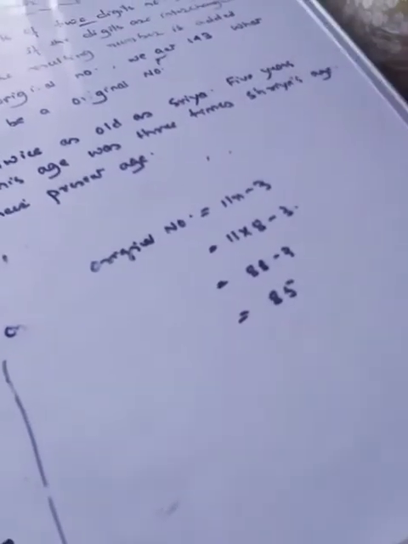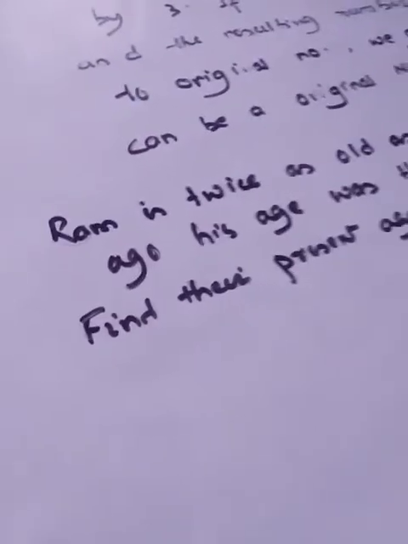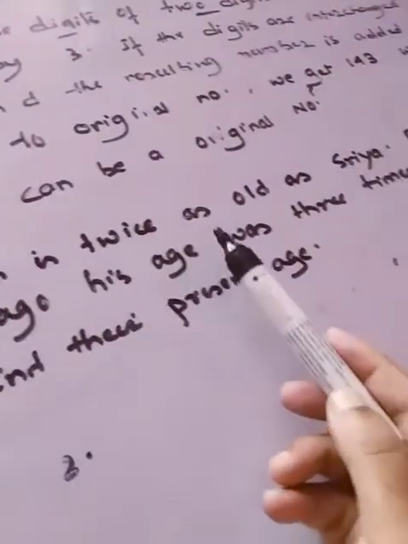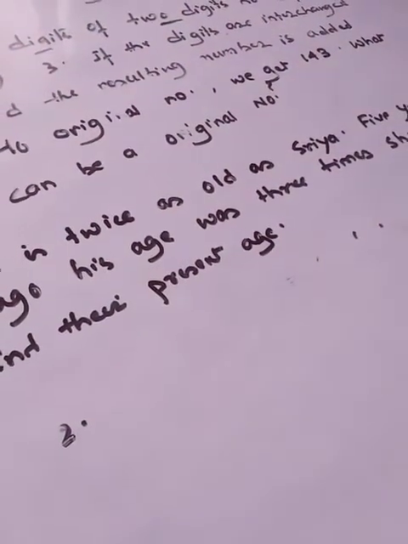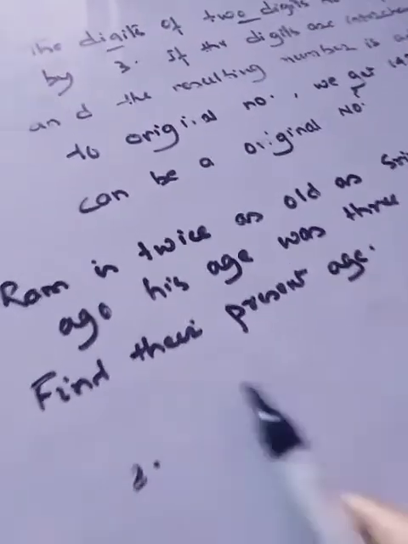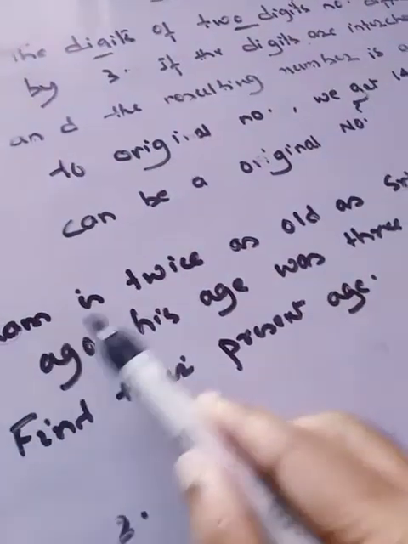Okay, so let's move on to the second sum, which is also very, very important, which is the age problem. Now question number 2 is the age problem. Ram is twice as old as Shreya. 5 years ago his age was 3 times Shreya's age. Find their present age. Now the detail of the present age is given in the first sentence only.